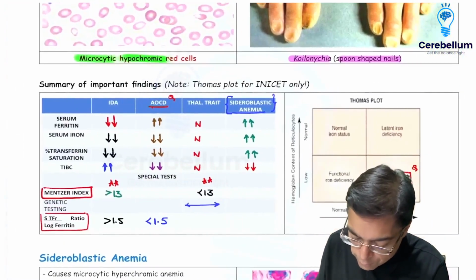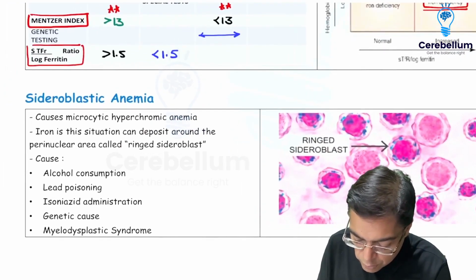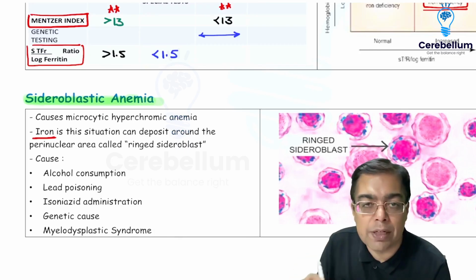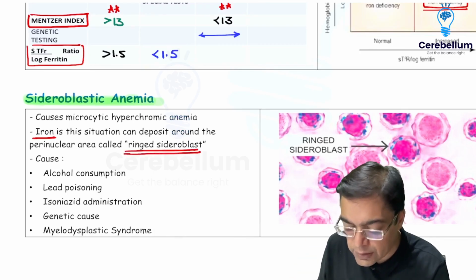Once we are clear with this kind of a concept, we just have a word or two about the sideroblastic anemia. Now, sideroblastic anemia is an example of a condition in which, as I described to you earlier, there is going to be a deposition of iron in the perinuclear mitochondrial region. So that is the reason why it is going to be associated with development of ringed sideroblasts.